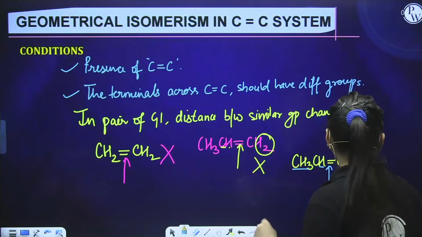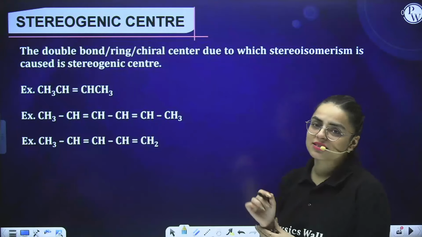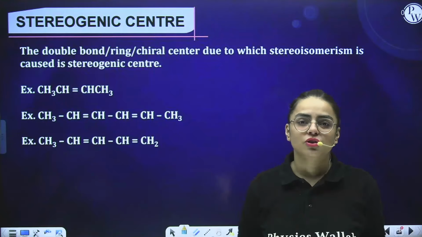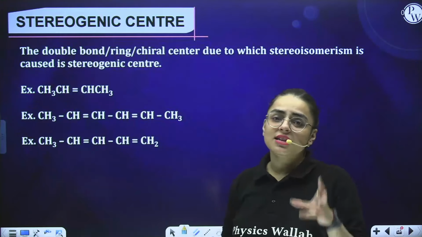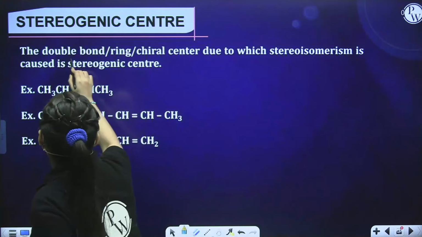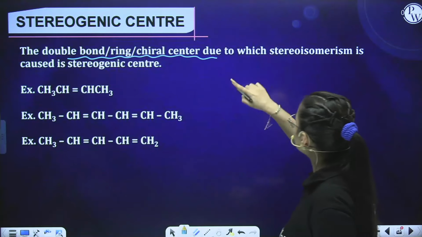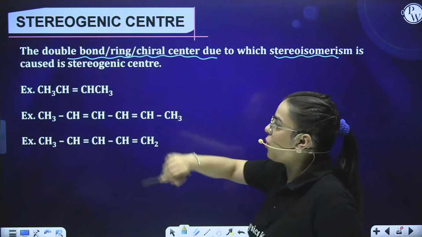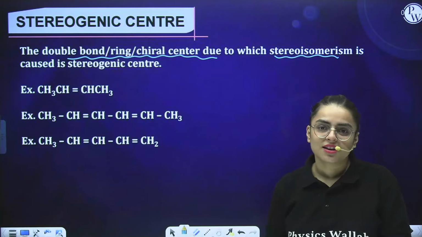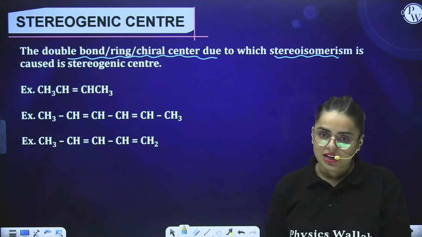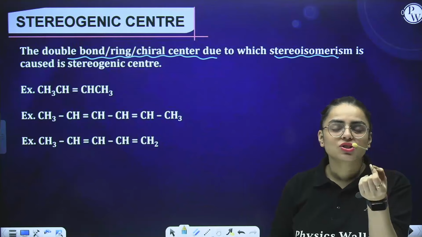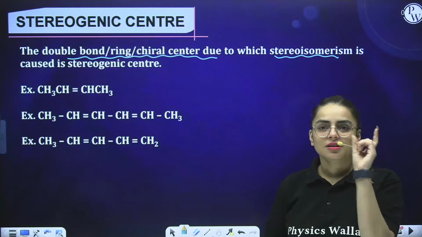Now students, comes the most interesting topic, that is going to be stereogenic center. Now stereogenic center is that center basically through which we can see the geometrical isomerism. So that stereogenic center can be a double bond, it can be a ring, it can be a chiral center. The double bond, the ring, the chiral center, due to which the stereoisomerism or the geometrical isomerism is caused, is known as stereogenic center, students. Due to which you can see the geometrical isomerism. So that particular double bond or ring, or I would say chiral center, is your stereogenic center.